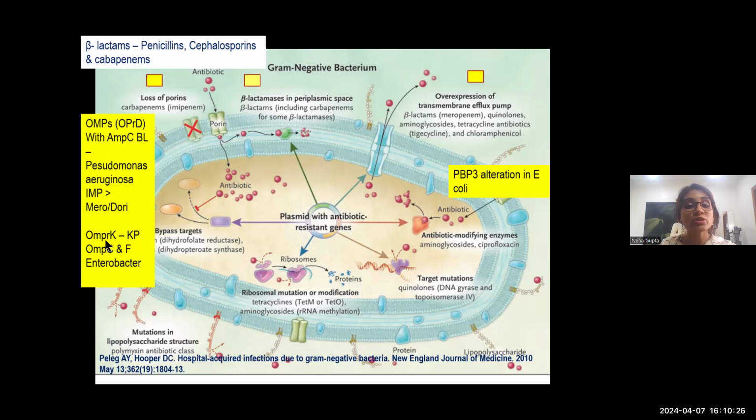There are other outer membrane protein downregulations, like OmpK, which is responsible for resistance in Klebsiella pneumoniae, and outer membrane protein F, which is responsible for resistance in the case of Enterobacter. For E. coli, resistance develops because of alteration in the PBP3, which is becoming the most common mechanism of carbapenem-resistant E. coli in India.